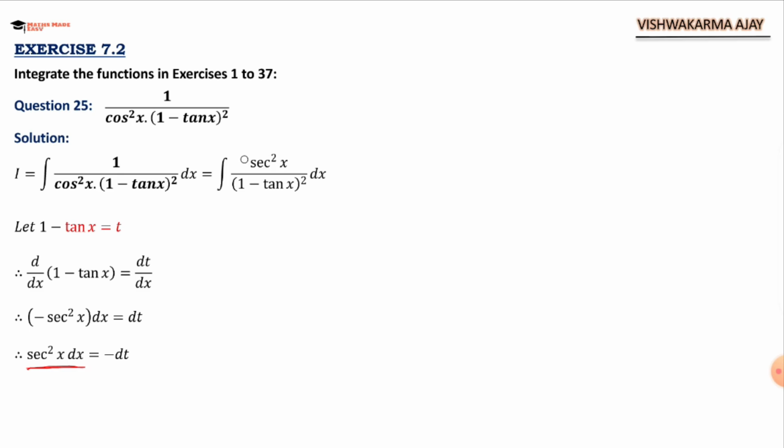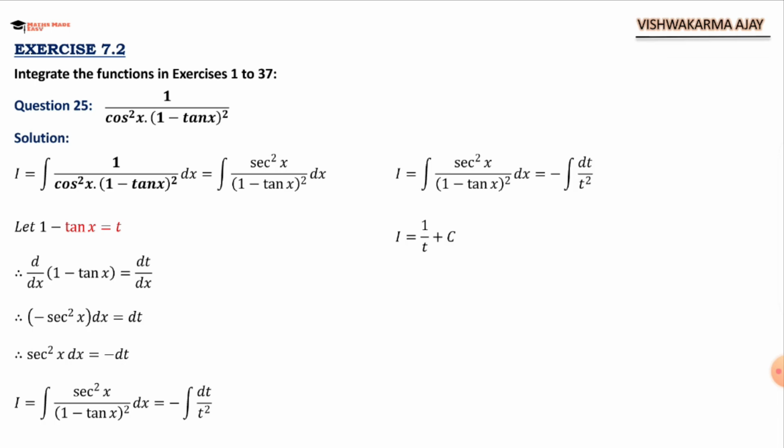In our question, sec square x dx can be written as minus dt, and the other part I have substituted as t. So we have minus integral of dt upon t square. This can be written as t to the power minus 2, and then t to the power minus 2 plus 1 divided by minus 2 plus 1. We get I is equal to 1 upon t plus c.